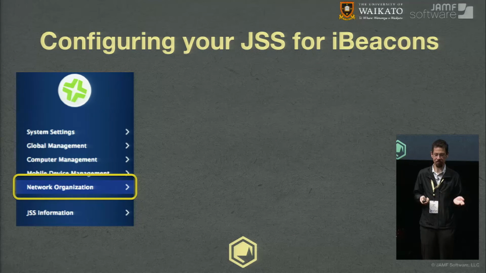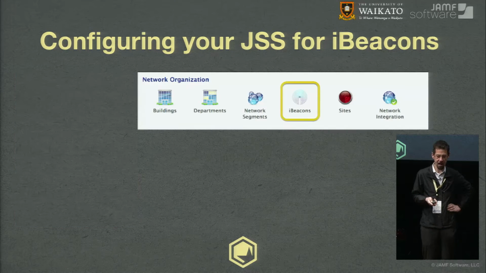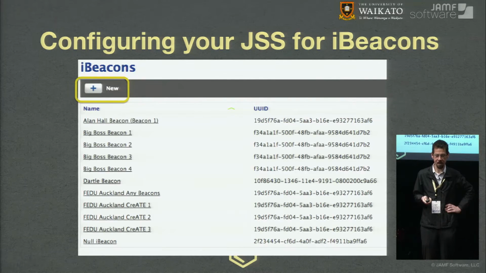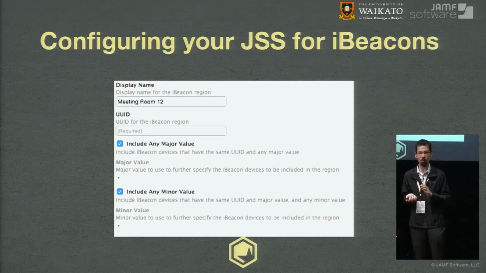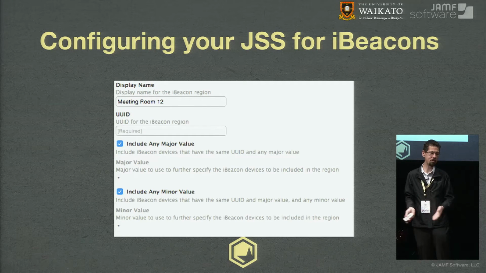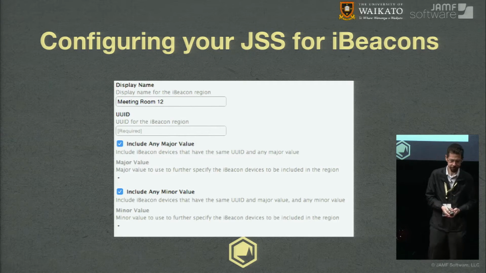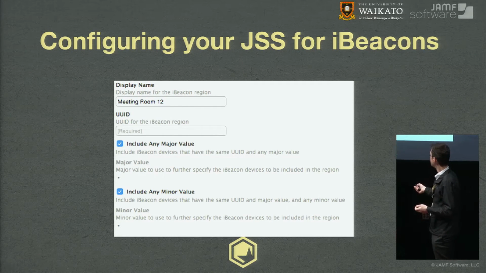Then you do the same thing for the mobile device side. Under network organization, you go into the iBeacons area, and you simply create a new beacon. So this is where you're telling it the kind of beacons that you want it to be watching out for. So I'm creating a beacon here. So this is a beacon that's going into meeting room 12. So this would be a beacon that would trigger a particular action when someone walked into meeting room 12 in this case. The UUID field is that proximity UUID I talked about before that designates the class of the beacon.